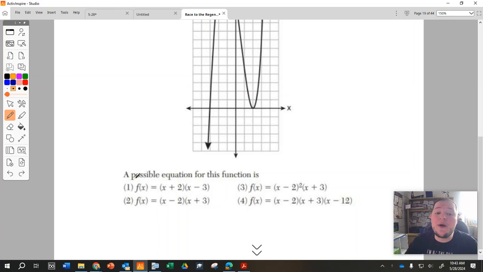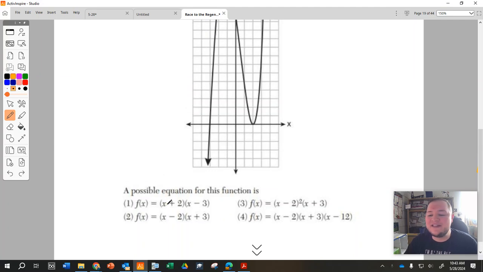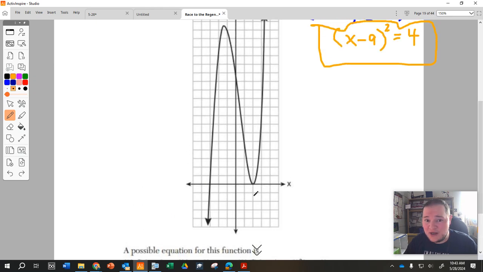A possible equation for this function is, okay, now one way you could do this, anytime they want you to match something, it's calculator town. So you can type all four of these into y equals: choice 1, choice 2, choice 3, choice 4. Type them into y equals exactly as they're presented. Click graph. Whichever graph matches this graph, the picture, you found them.